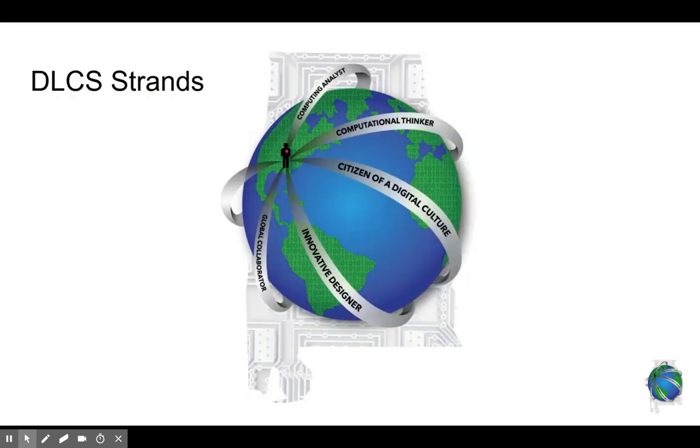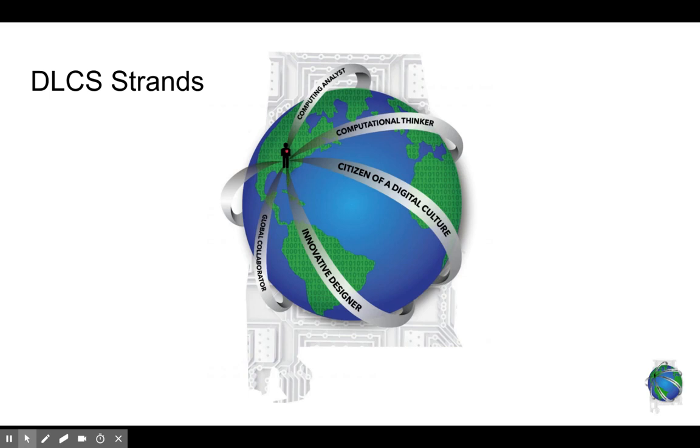The committee came up with 5 strands to focus the DLCS standards on, and they're shown here in what's called the conceptual framework, this graphic. So you see the little icon of a student there in Alabama, and stretching out are the strands of computing analyst, computational thinker, citizen of a digital culture, innovative designer, and global collaborator. And one thing to notice is that each of those strands is actually a description of the student.